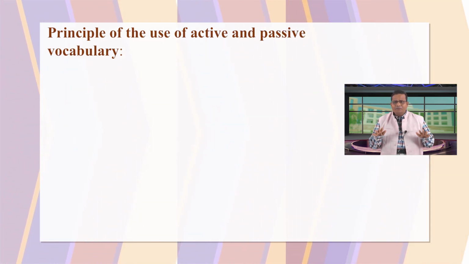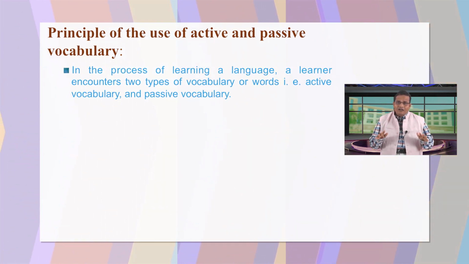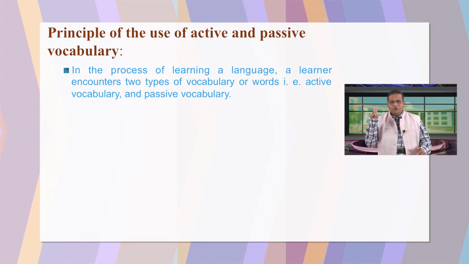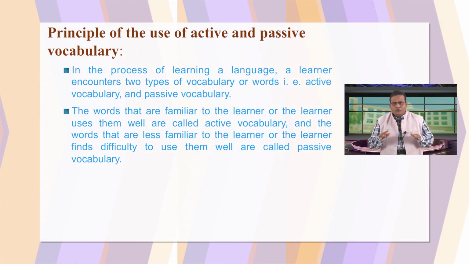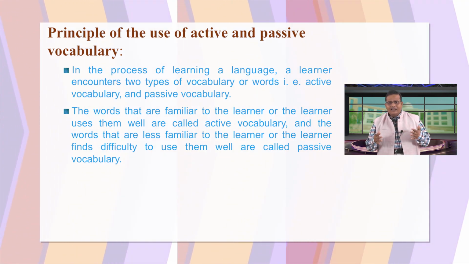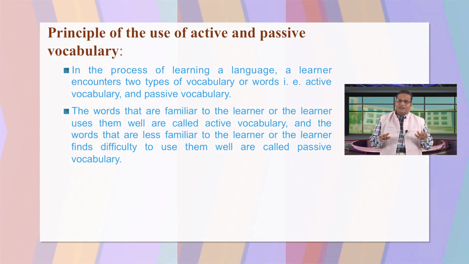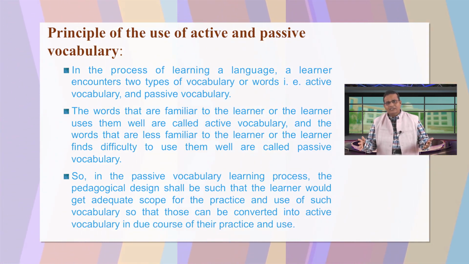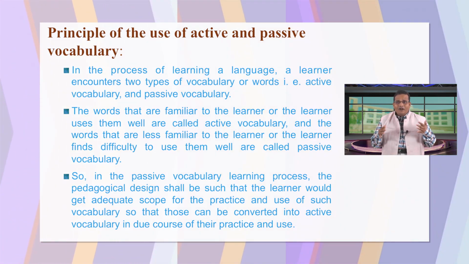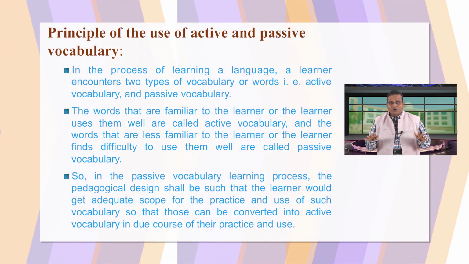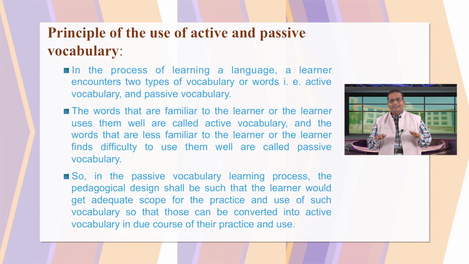Another principle is the principle of the use of active and passive vocabulary. In the process of learning a language, a learner encounters 2 types of vocabulary or words. Some words are familiar to the learners or the learner uses them well, and those are called active vocabulary. And the words that are less familiar to the learner or the learner finds difficulty to use well are called passive vocabulary. So, in the passive vocabulary learning process, the pedagogical design shall be such that the learner would get adequate scope for the practice and use of such vocabulary, so that those can be converted into active vocabulary in due course of their practice and use.